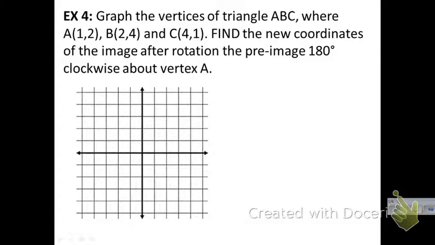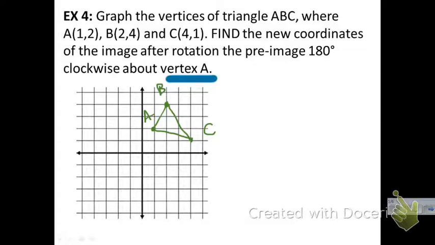Our last example is going to ask us to rotate about a different vertex. So here it's about vertex A. So the first thing we actually have to do is graph our values. A is over 1, up 2. B is over 2, up 4. C is over 4, up 1. So that's C, B, and A.